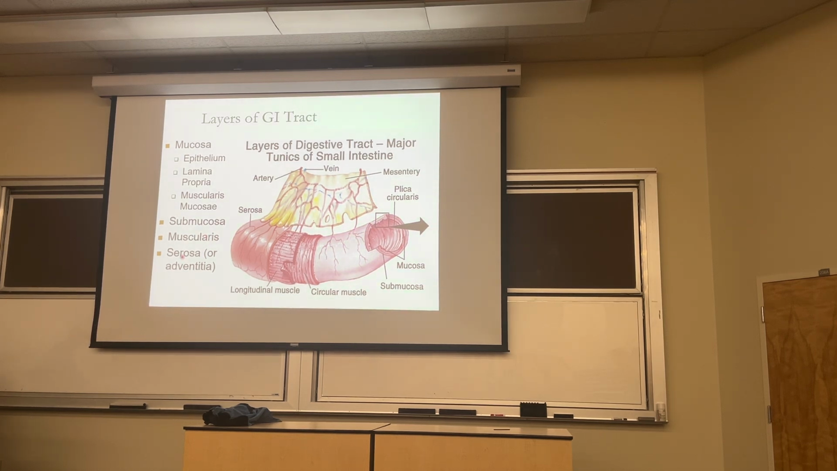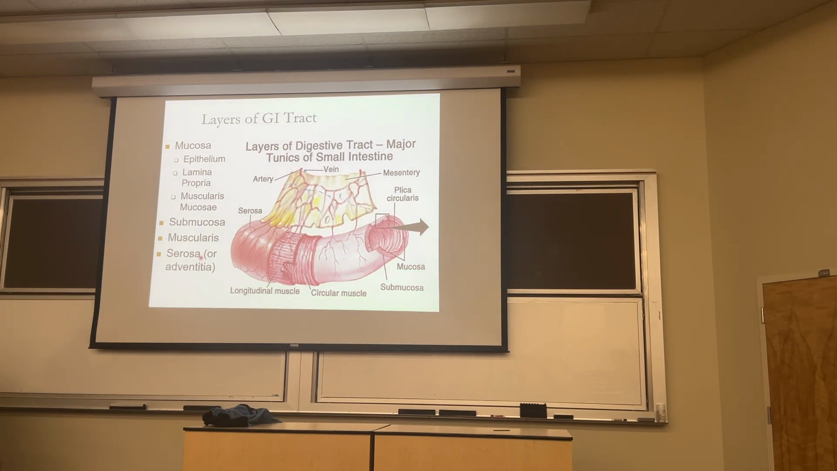Then the outer layer is either an adventitia or a serosa. It's called an adventitia, remember, if it doesn't have a mesothelium lining. It's called a serosa if it does. So these are very similar, but there are some differences. And again, it depends on where you are. In the esophagus, you have an adventitia. There's no mesothelium around it. But much of the tract has a serosa.